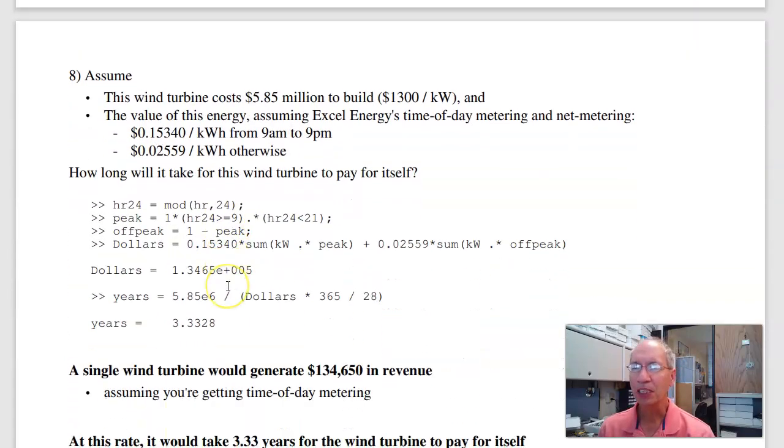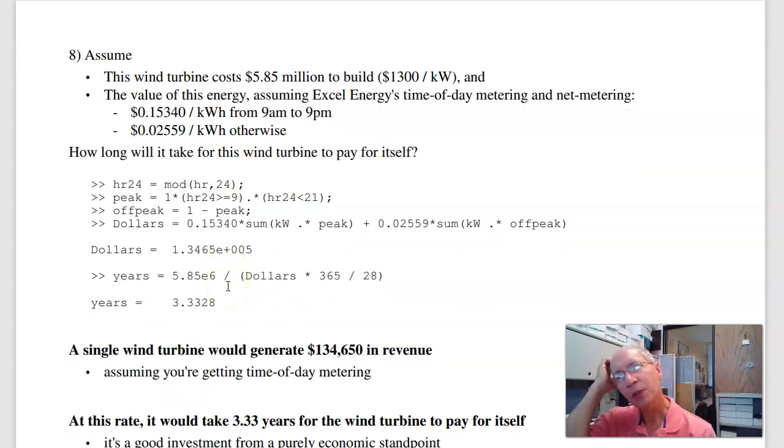Question 8 is saying, is this a good investment? Assuming it cost $5 million to build this wind turbine, and assuming the value of electricity uses Xcel Energy's time of day metering, how long does it take for the wind turbine to pay for itself?